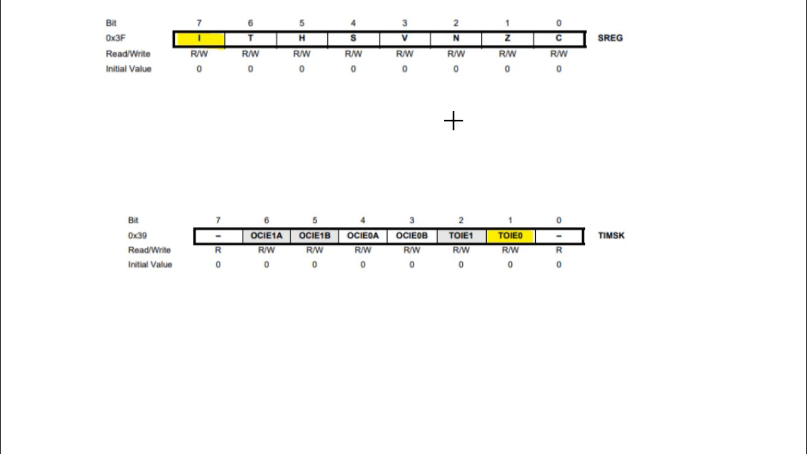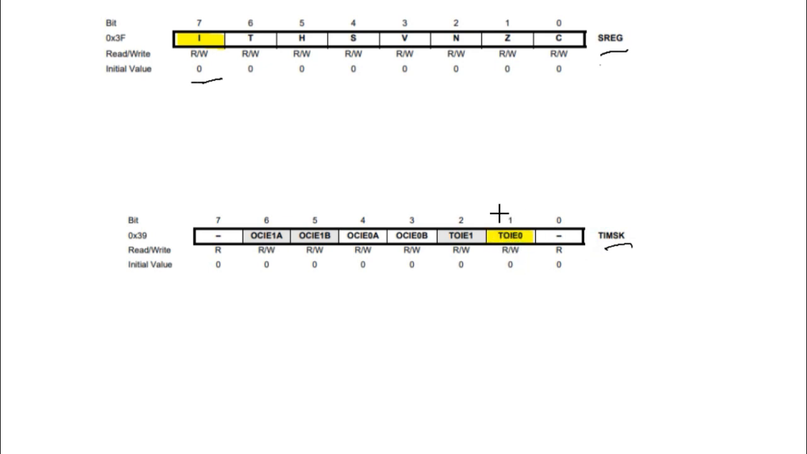The next method is using interrupts. The I bit in the S register activates the overall interrupt. So we have to enable it, write one to it to enable the overall interrupts, and to activate the timer or counter interrupt specifically, we have to go to the TIMSK register and write one to it.